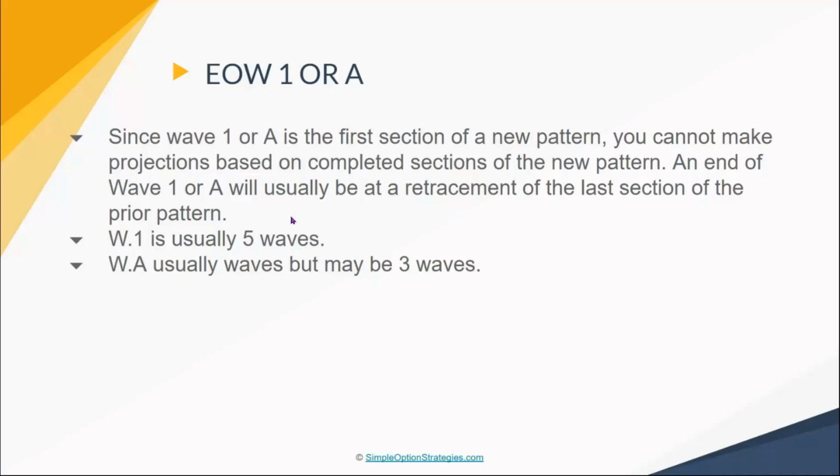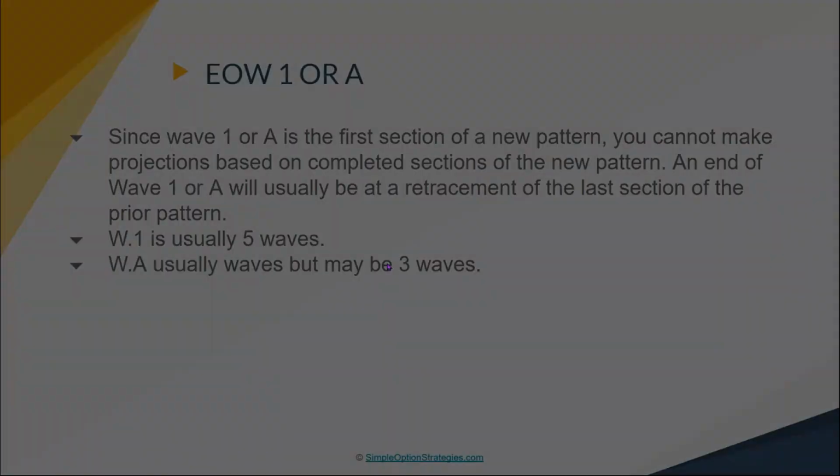However, an end of a wave 1 or A will usually be at the end of the last section of the prior pattern. And I'll show you that as we get along. Wave 1s are usually 5 waves. Remember, we looked at that in the Elliott wave impulsive waves. Wave 1 or A can be 3 waves, and we see that in the ABCs. So there are 2 different things they can be: a 5-wave pattern or a 3-wave pattern. So just keep that in the back of your head.